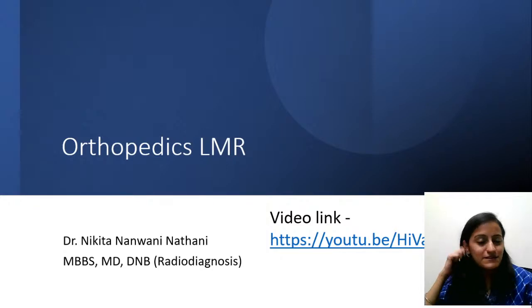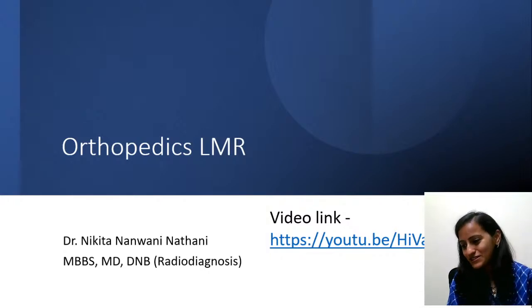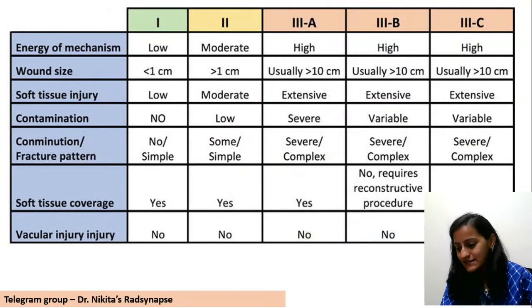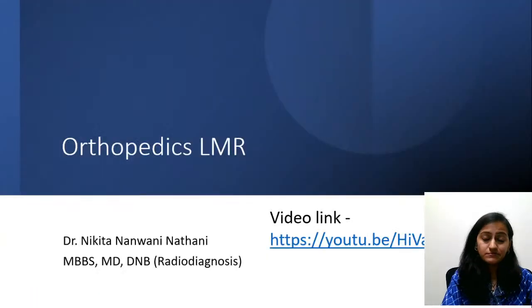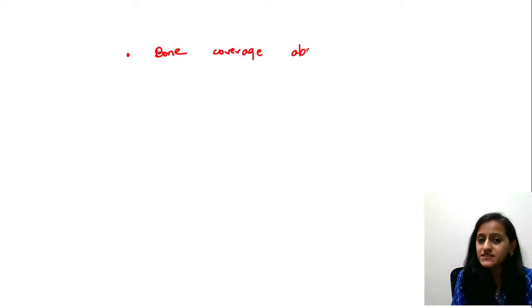In this orthopedics binge revision, there are many things that we are going to revise at a very, very fast speed. So, first one, tell me about the fracture classification, the Gustilo-Anderson classification. In which fracture is the bone coverage absent? Absent bone coverage means you see the soft tissues.